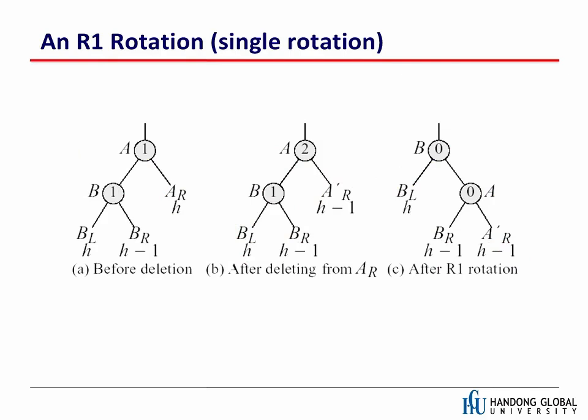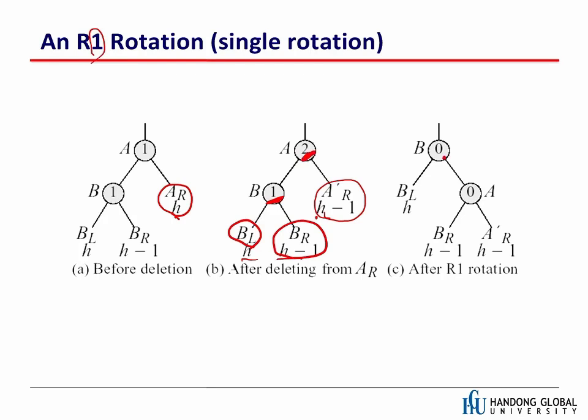The second case is R1. We delete one node from here, so from H it becomes H minus 1. R1 is coming from here. The BF of B was 1, because the height of BL is H and the height of BR is H minus 1. In this case, we have to rotate because we have 2 here.